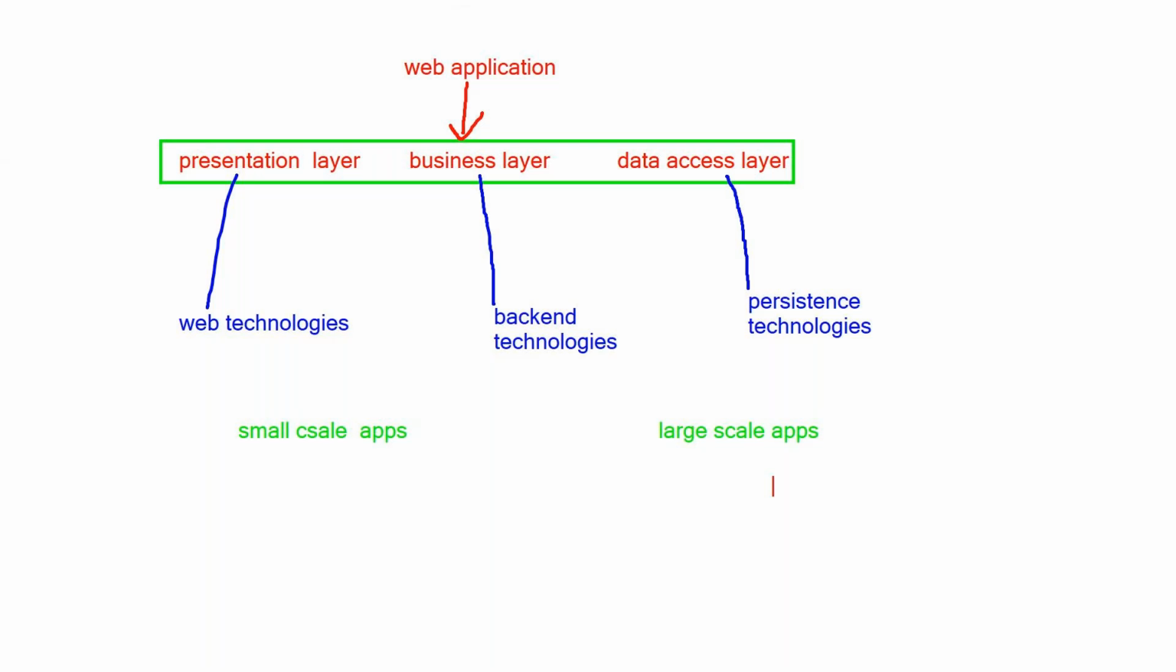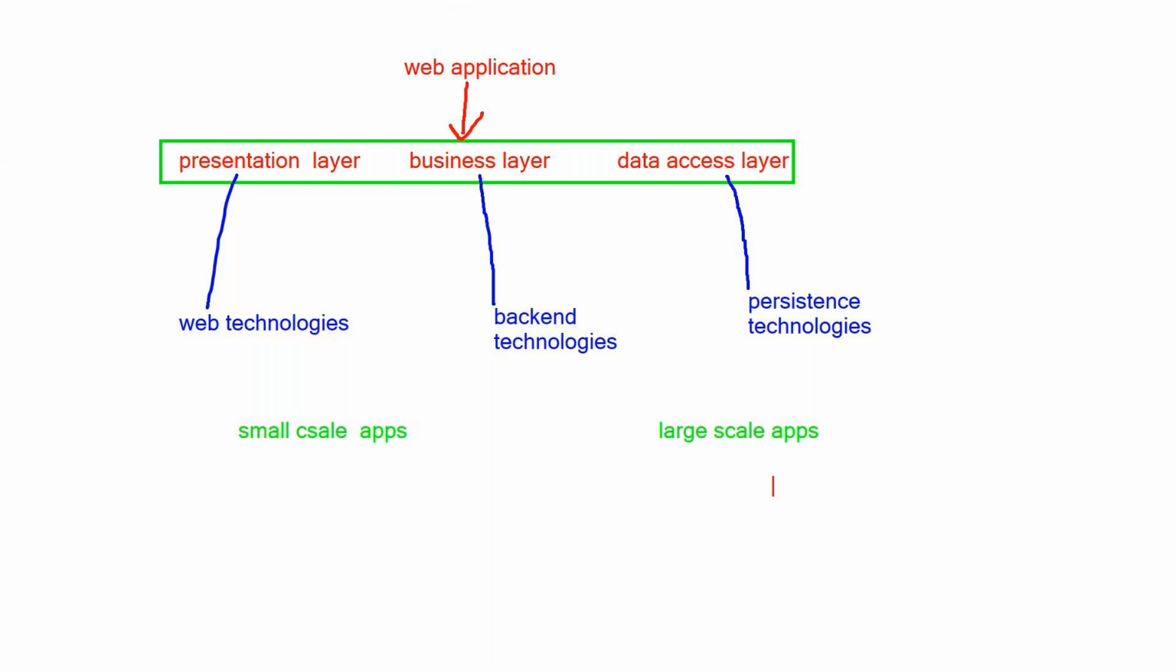What are the small scale applications? Calculator, Paint app, PDF, MS Word, MS Excel, PowerPoint. They come under small scale applications because they need to store only a small amount of data. So applications are divided into small scale applications and large scale applications.